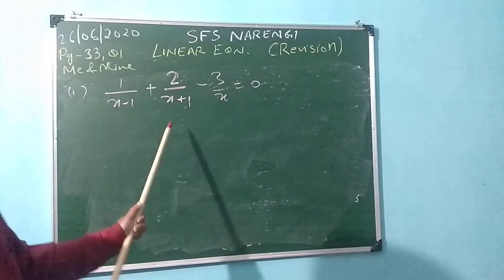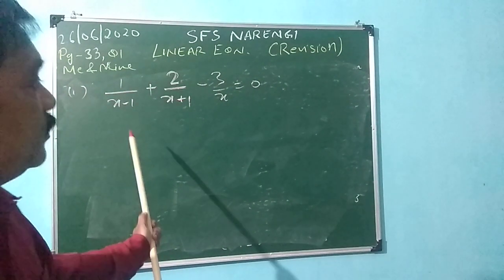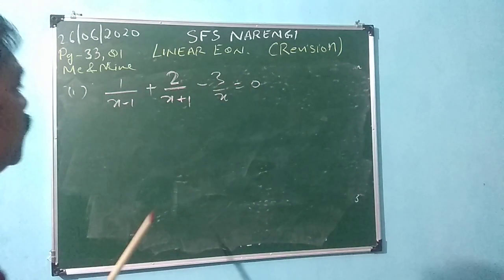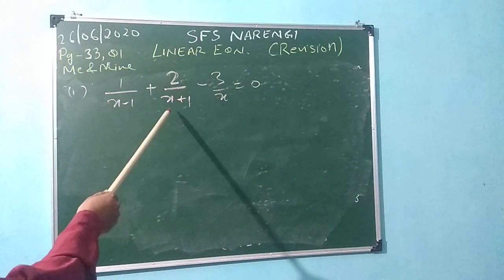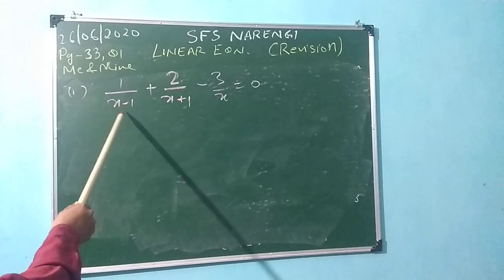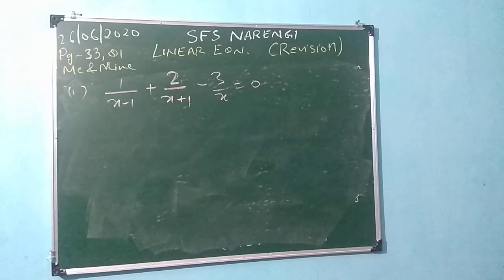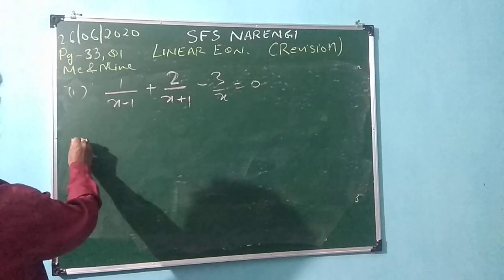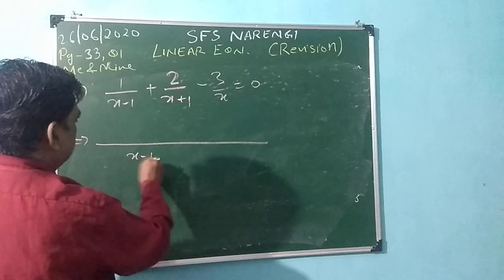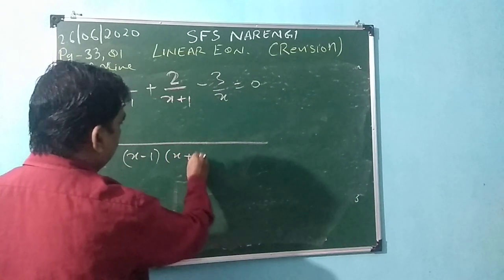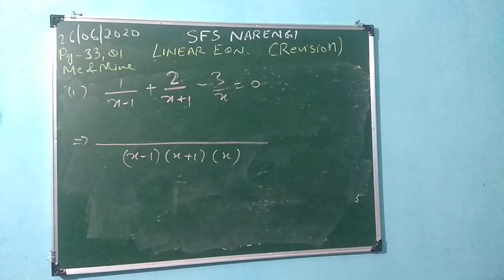Now this kind of questions are not given in your textbook. So what we will do, first we will find out the LCM of the denominator. Now if you look at the denominators, x minus 1, x plus 1 and x. I repeat, x minus 1, x plus 1 and x. All are different. Clear? So here in this case the LCM will be this, the LCM of all these three denominators.